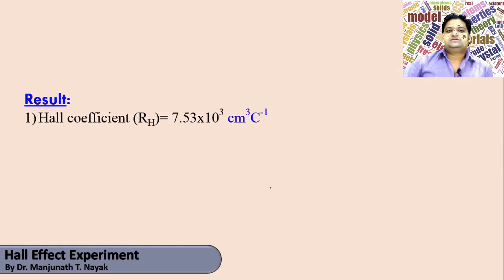And finally, the result, the Hall coefficient. This is the one we are aiming for, and this is the aim of the experiment. That is, it is 7.53 into 10 raised to 3 cubic centimeter per coulomb. That much volume per coulomb.